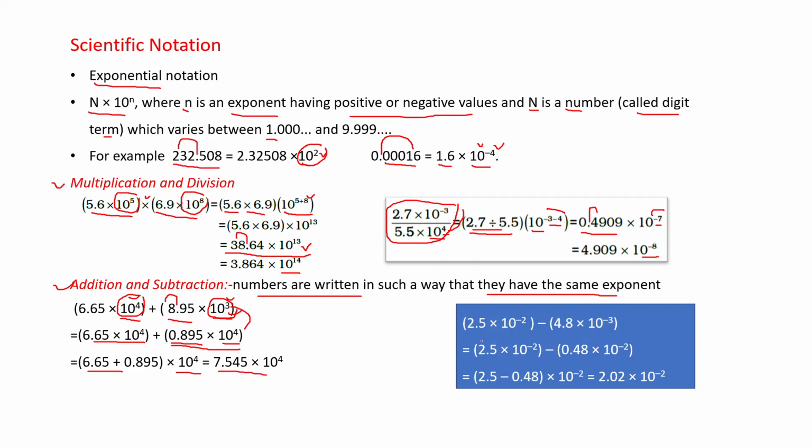Okay, now in the same way, subtraction is there. 2.5 into 10 to the power minus 2, and we have to subtract 4.8 into 10 to the power minus 3. Make either minus 2 into minus 3 or convert minus 3 into minus 2. I have changed minus 3 into minus 2. Here the power is increased by 1. That's why this decimal shifts one place to the left-hand side. And now again, in this number and this number, 10 to the power minus 2 is common. That's why this is 10 to the power minus 2, and you can subtract 2.5 minus 0.48 and you will get this number.